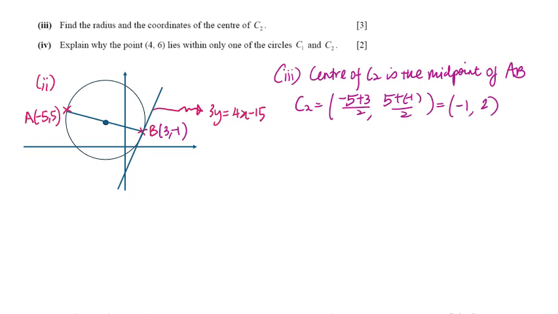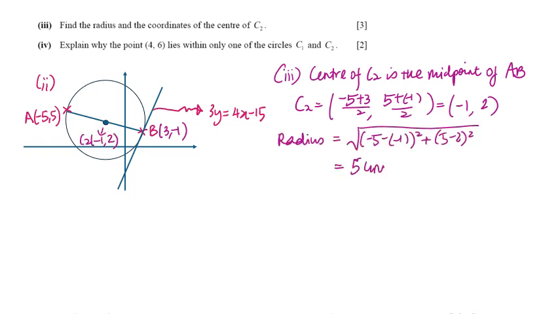And then the next thing is to find the radius. Finding the radius is relatively easy. You can just use point A or point B with the distance formula. If you use point A, you will get 5 units. Use point B, you also get 5 units. So that's part 3.